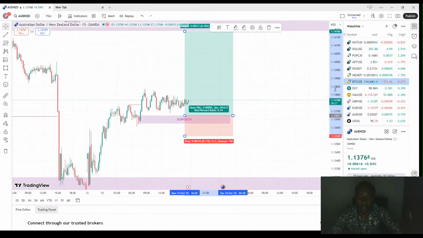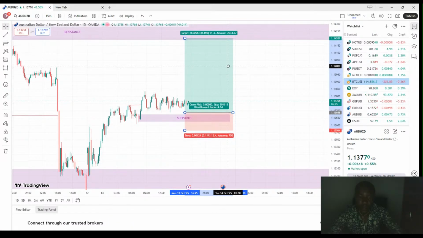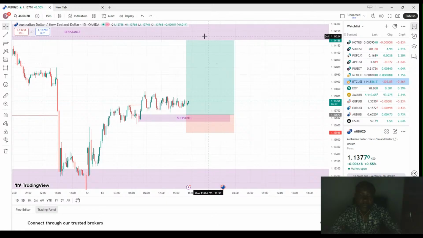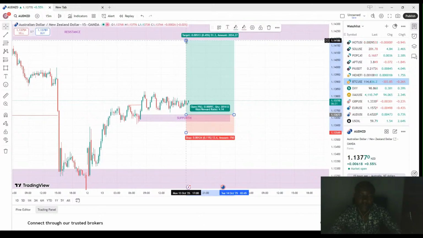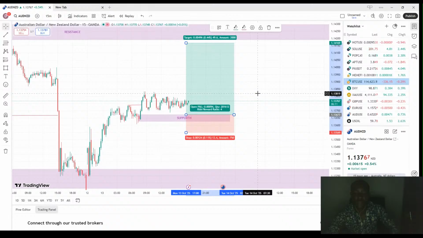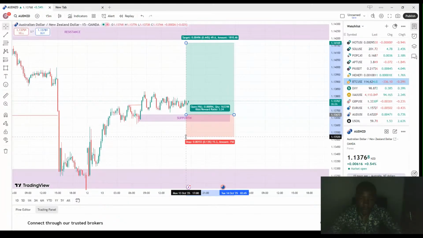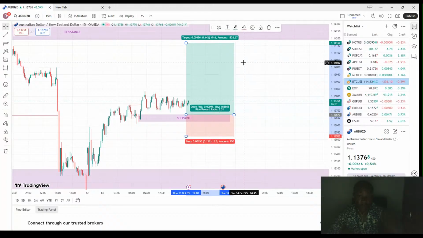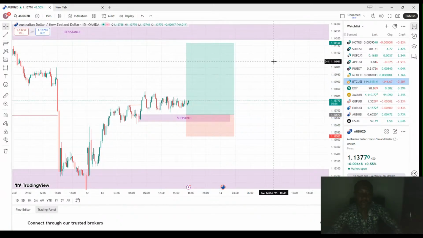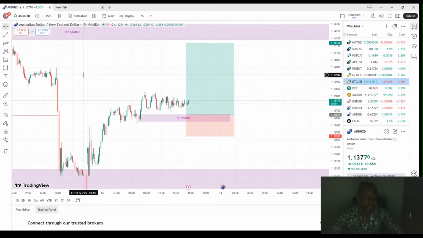So if this market can drop and pick us in, we follow it up to the resistance. Let's make it four, I want to make it four as a whole number. Okay, let's make this 15 pips. So it's now 3.3 risk to reward. So it's still good. So let me write it out.